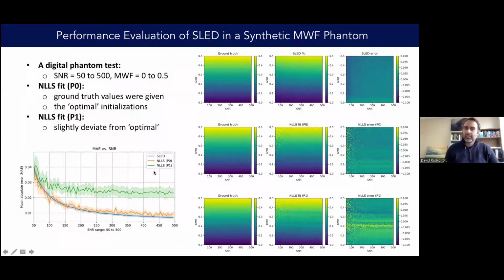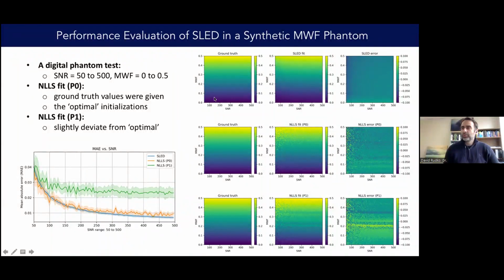So moving on to the actual SLED model, because it was a new deep learning method, we wanted to test it in an in silico phantom first. So Kevin came up with this experiment where he created a synthetic myelin water fraction phantom, where the vertical axis here is myelin water fraction from 0 to 0.5, and the horizontal axis is SNR up to 500. So you may not have 500 for your SNR in your images, but we're typically in sort of this range.